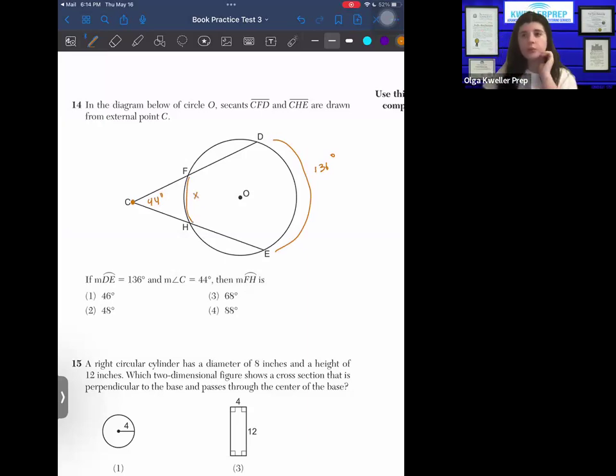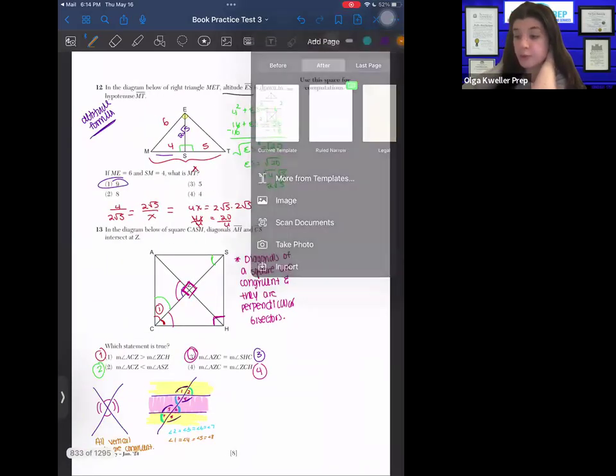Okay, so we've got to review circle rules a little bit. So what do you guys know about this? You guys are bad with circles? We'll review everything. Okay, so let's take a second. Let's do a quick circle mini lesson because it seems like a lot of people struggle with circles.